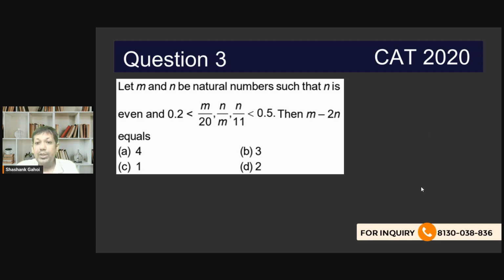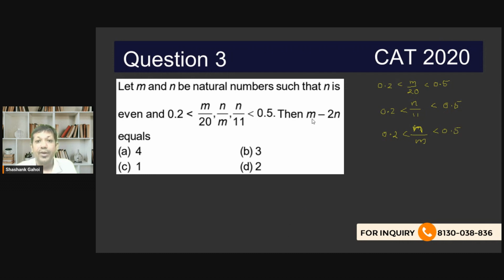Now, 3 inequalities are given to us. The first inequality is 0.2 less than m upon 20 less than 0.5. This is the first inequality. Second inequality, I would say, is 0.2 less than n upon 11 less than 0.5. Third one is, sorry, it's not m upon n, it's n upon m, greater than 0.2 and less than 0.5. And this is what the question is talking about.